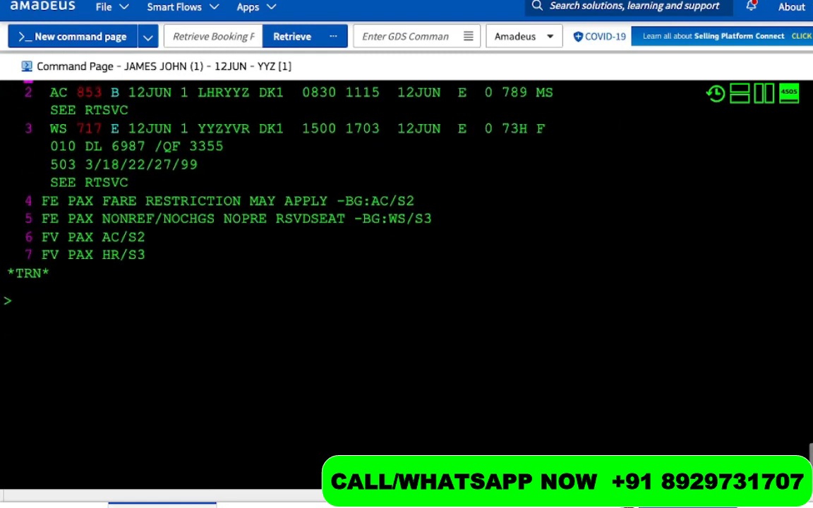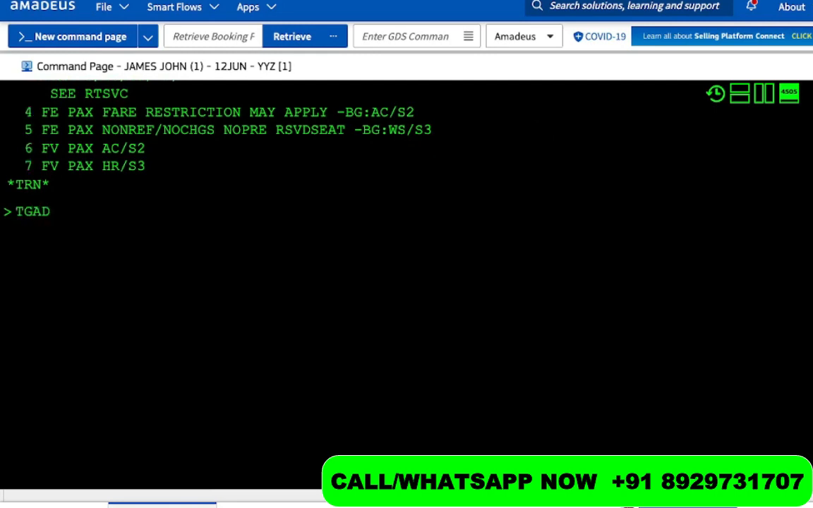Now let's check if they had an agreement with each other or not. So let's see. TGAD is the command to check whether the airlines have an agreement with each other or not. If I do TGAD and then I put Air Canada/WestJet, this means, can we issue tickets with Air Canada stock for WestJet? Which means that the rules, baggage, everything, all the policies will be followed as per Air Canada's rules, and WestJet will be a part of that ticket. We can price them together or not.